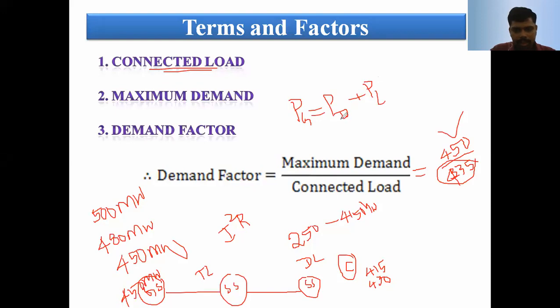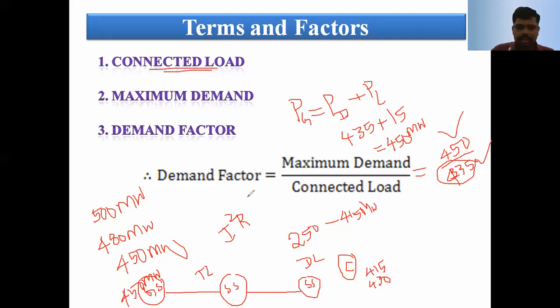Now in this particular power plant, the maximum demand is 435 megawatts. We need to include the losses, which are either 15 megawatt or 20 megawatt. Here we consider 15 megawatt. How much is the total demand on the particular power station or power plant? 450 megawatt.